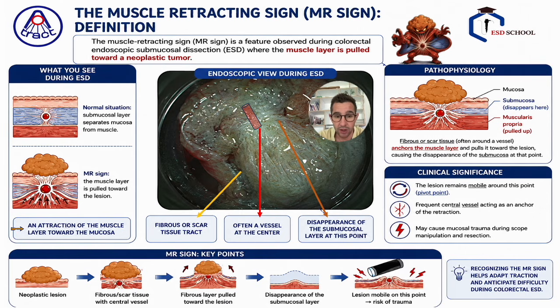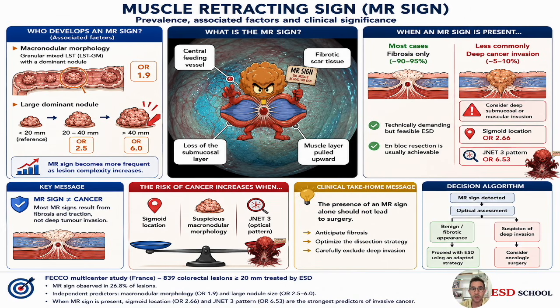So the key point is that you have a neoplastic lesion with a very big shape compared to the area involved. It makes a very large vessel in the middle. It attracts the muscle. The lesion is moving around this point, and the submucosa progressively disappears, and at the end you have a kind of fusion of the mucosa with the lesion and the muscle. This is, for me at least, the definition of this.